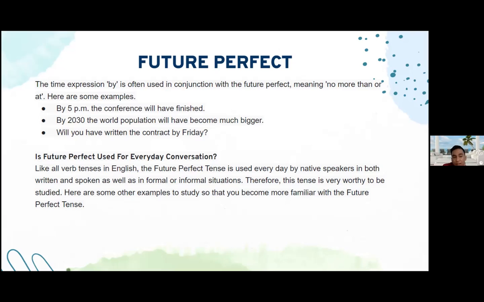Is the future perfect used in everyday conversation? Like all verb tenses in English, the future perfect tense is used every day by native speakers in both written and spoken English, as well as in formal or informal situations. Therefore, this tense is very worthy of being studied. Here are some other examples to study so that you become more familiar with the future perfect tense. Next.